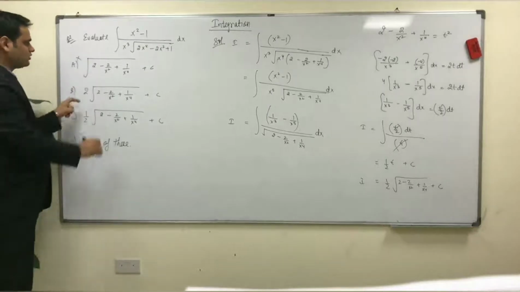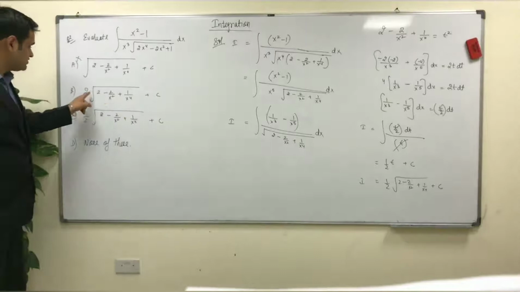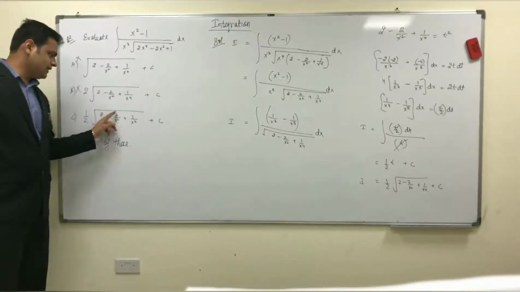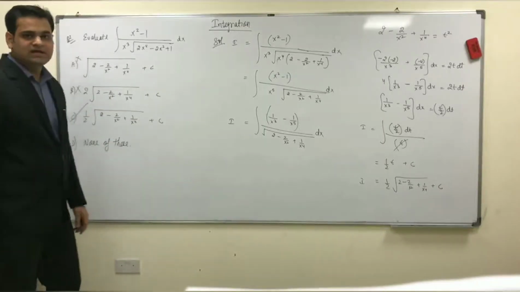Why? Because there is no constant. B cannot be the answer because I have half in the constant, but it's 2. C can be the answer. Yes, half, then under root 2 minus 2 by x square plus 1 by x to the power 4 plus c. So my correct answer is C.